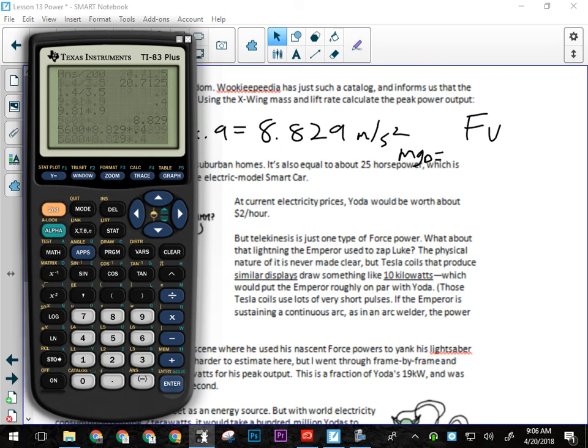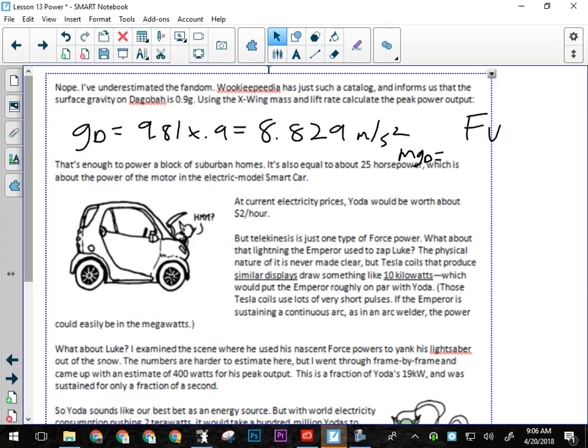All right, so Yoda is rated at 19,776 watts. Hey, that's impressive. It's about 25 horsepower. Not bad if you're little and green. A horse is obviously a lot bigger than that. So it's about the motor of an electric model smart car, something like that. So there's Yoda in the smart car. At current electricity prices, Yoda would be worth about $2 an hour.